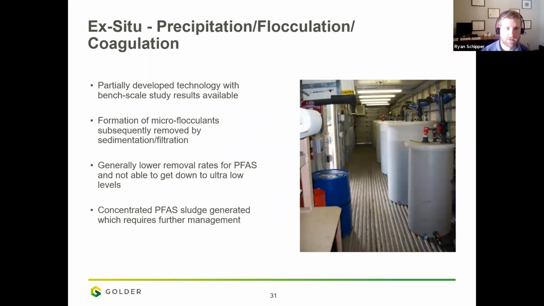For this particular one, the precipitation, flocculation, different technologies, you're forming a microflocculant that then absorbs some of the PFAS, and then you're removing that by settlement or filtration. These generally have lower removal rates, and you're not able to get down to ultra low levels. And as is becoming the theme here, you then have a sludge with the PFAS in it, a lower volume sludge that you need to manage.